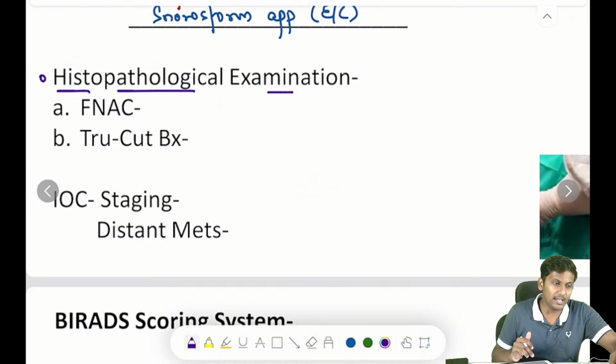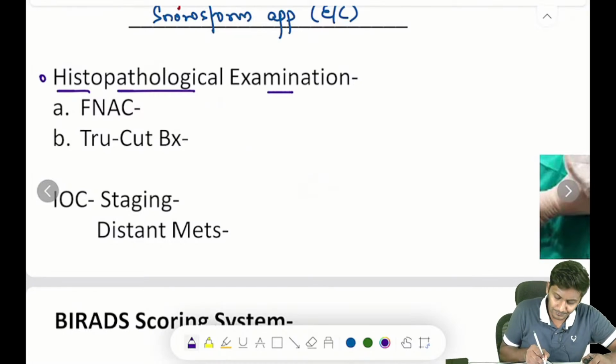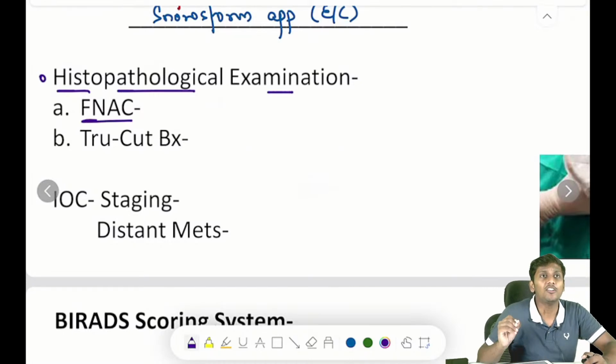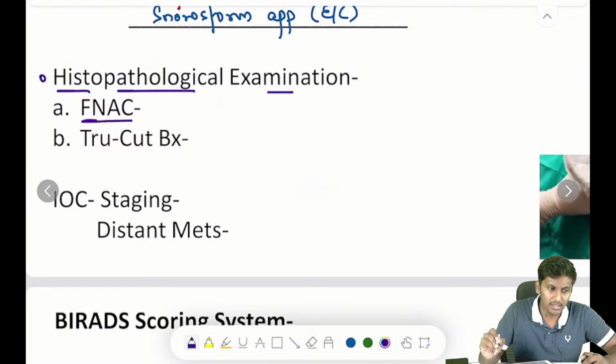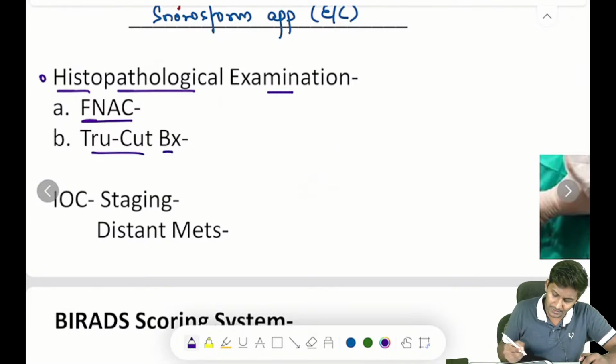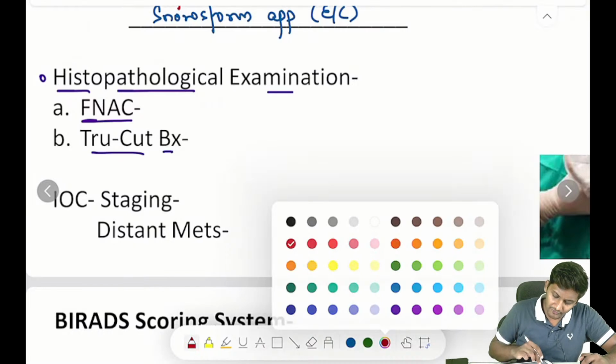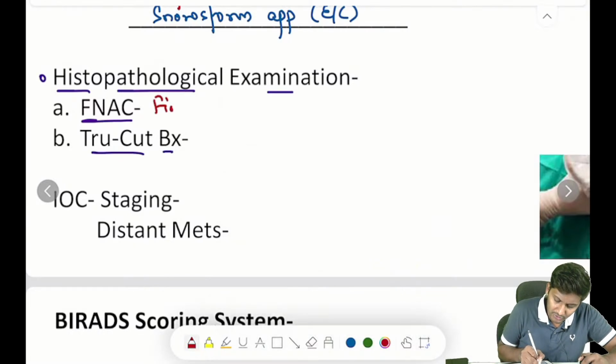First is definitely your FNAC. What is FNAC? FNAC is nothing but fine needle aspiration cytology, and second is nothing but a true cut biopsy. Important is FNAC, or your fine needle aspiration cytology.